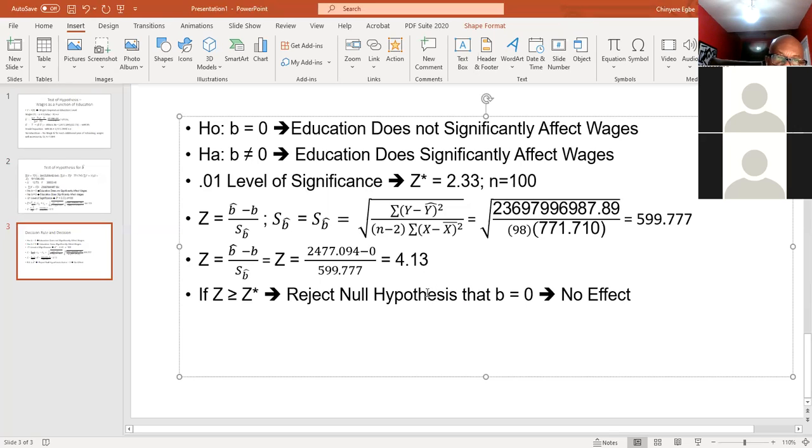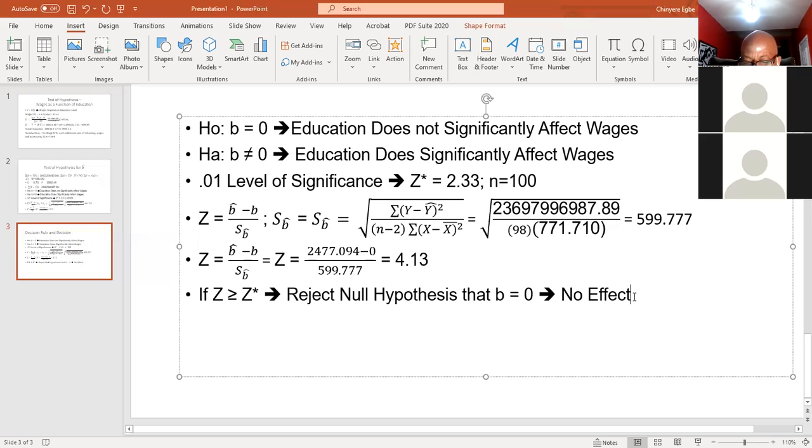Your null hypothesis is that B is 0. Education does not affect wages. That's what you are saying. So if Z is greater than Z star, you reject that null hypothesis that B is equal to 0.